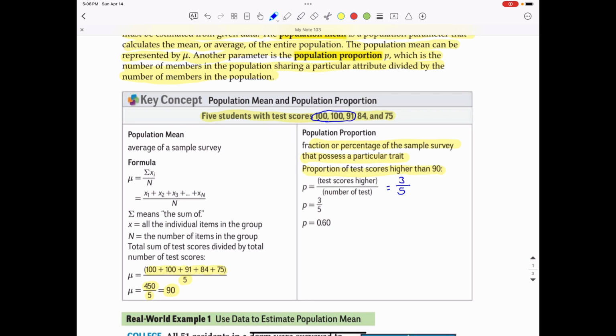So the number of test scores higher than 90 would be 3 out of the total 5 test scores. So we could say the population proportion is 3/5, or you can write it as a decimal. 3 divided by 5 would be 0.6 or 0.60, or you can choose to write that as a percent, and you could say that the population proportion is 60%, because we can move that decimal 2 places to the right and change that to a percent.